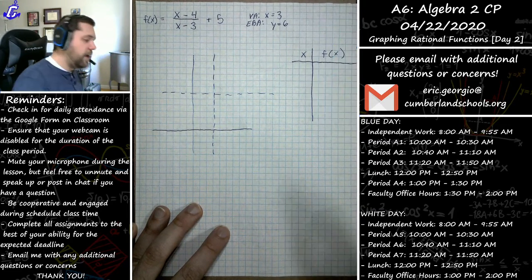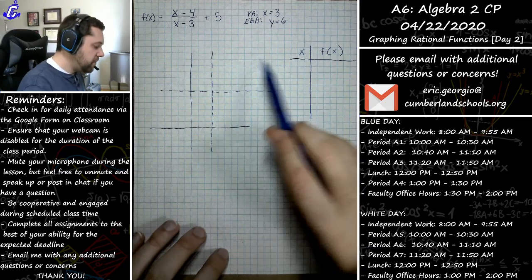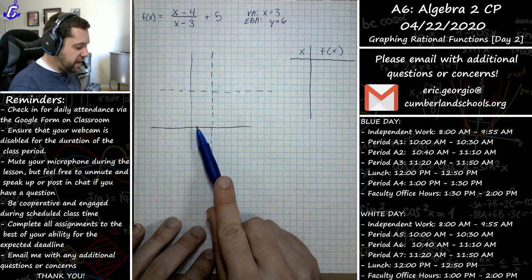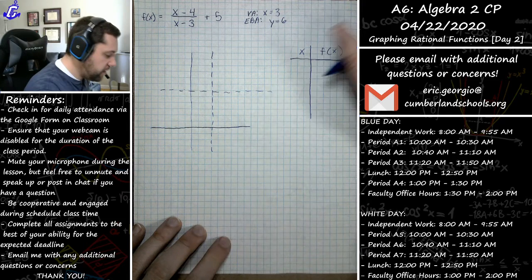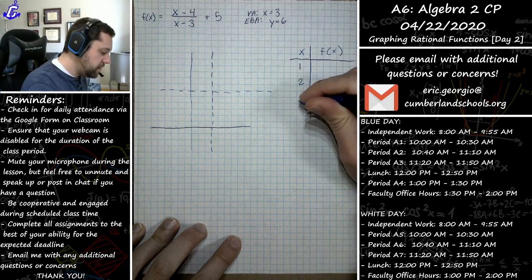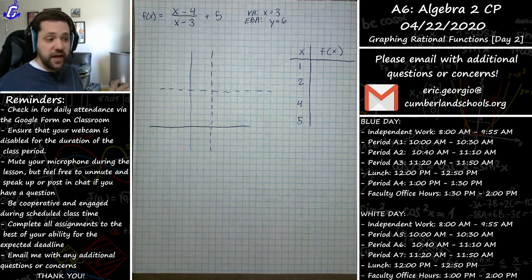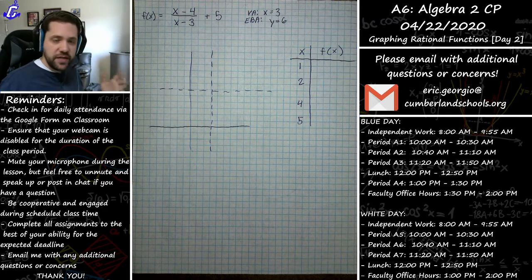Just like before, I want to do 2 to the left and 2 to the right of the vertical asymptote. So my vertical asymptote is positioned at x equals 3. 2 to the left, we have 1 and 2. 2 to the right, we have 4 and 5. So I'm going to go ahead and plug in 1, plug in 2, plug in 4, plug in 5. Everybody see that? Hopefully everybody's understanding again why I'm selecting those values in particular.